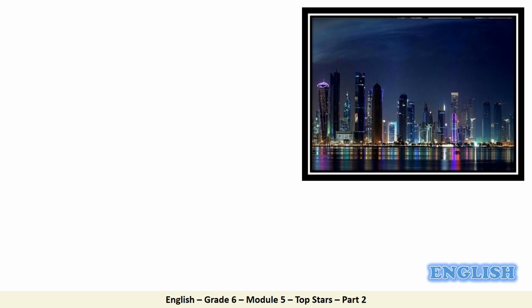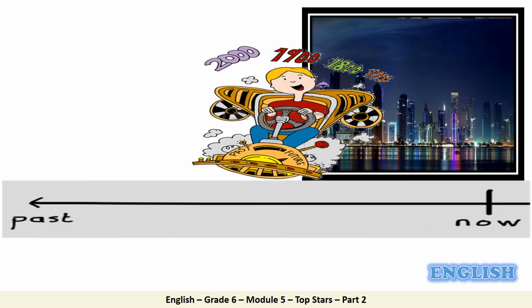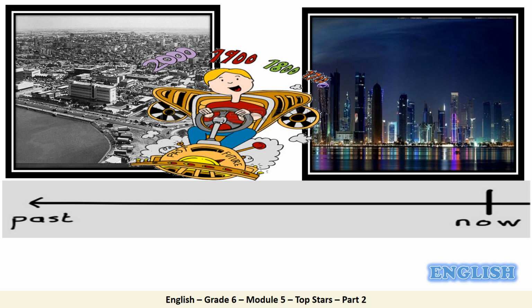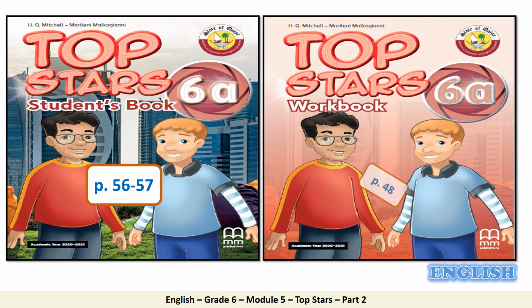Did you know that in order to live the life we live today, our fathers and grandfathers had to do a lot of things? In our lesson today, we will take a trip in a time machine. We will head to the past and learn how to form different types of sentences to express past obligation. Get ready and open your student's book to pages 56 and 57. Then, open your workbook to page 48.